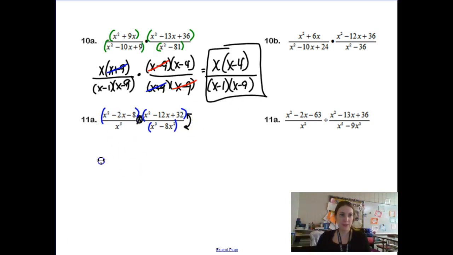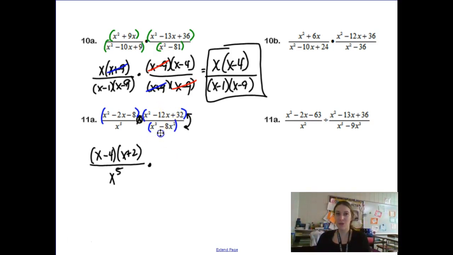X squared minus 2x minus 8 multiplies to negative 8, adds to negative 2. How about x minus 4 times x plus 2? And don't just assume that you did it right. If you know signs are a weak part of your factoring, stop and FOIL it back together mentally and double check. Alright, remember we flipped this fraction.